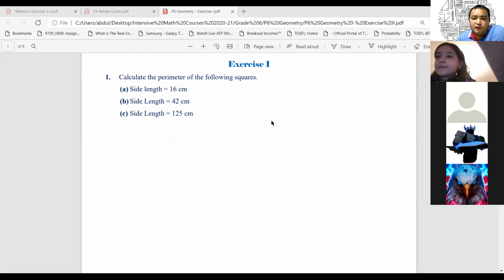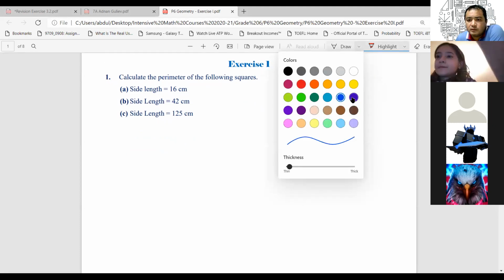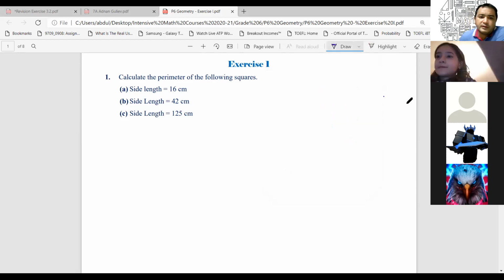Calculate the perimeter of the following squares. Side length is equal to 16, okay? Okay, it's about squares, right? If side length is equal to 16, A, how do you find the perimeter?